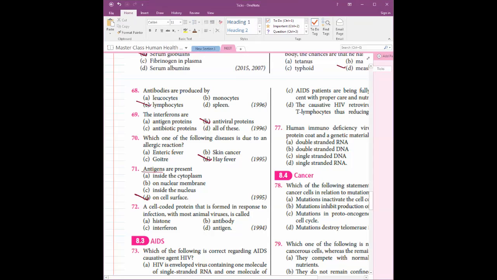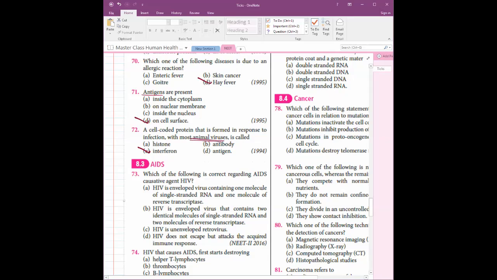Okay, next one, a cell-coded protein that is formed in response to infection with most animal viruses is called. Oh, come on, guys. It is most animal viruses, guys. What is this? A cell-coded protein that is formed in response to infection with most animal viruses is called. It is your interferon. Okay, so the answer is right. Someone was saying B or D. It is impossible, B or D is not possible.